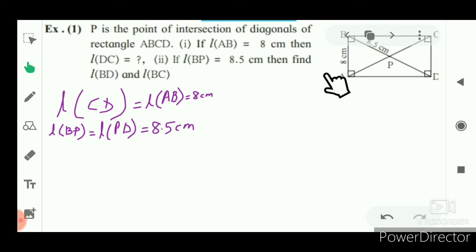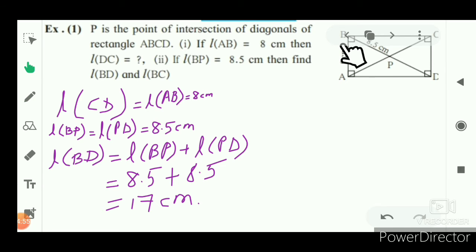Now we have to find the length BD. The length of BD is the sum of BP and PD because they lie on the same line. So the length of BD will be equal to the length of BP plus the length of PD, and BP is 8.5 and PD is also 8.5, and that will give 17 cm. So the length of BD is calculated as 17 centimeters. Now next we have to find out the length of BC.